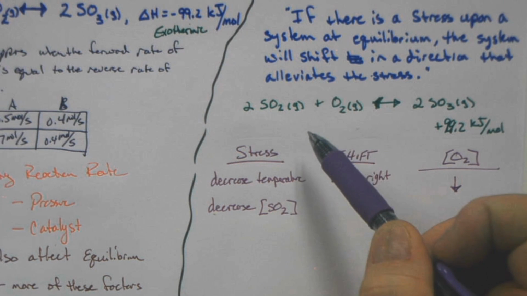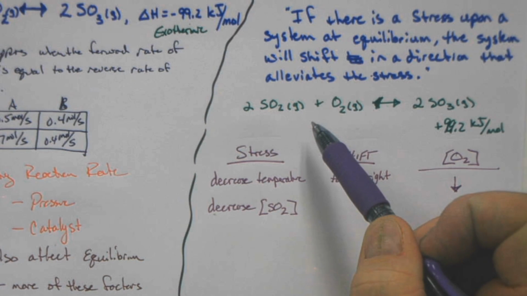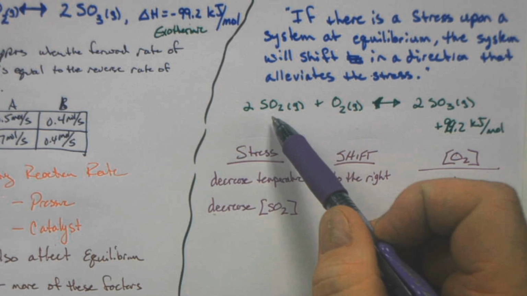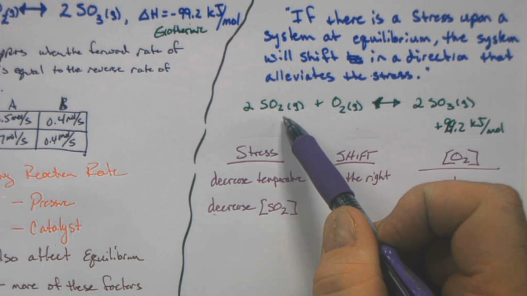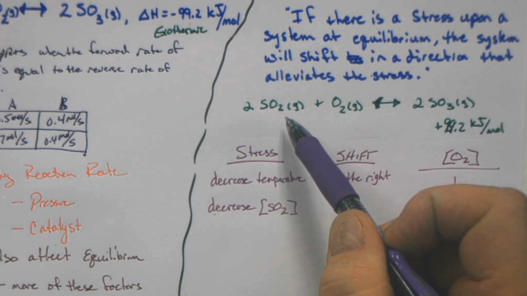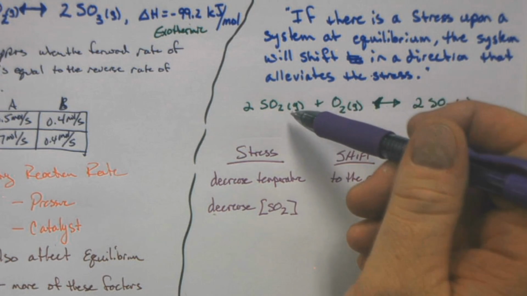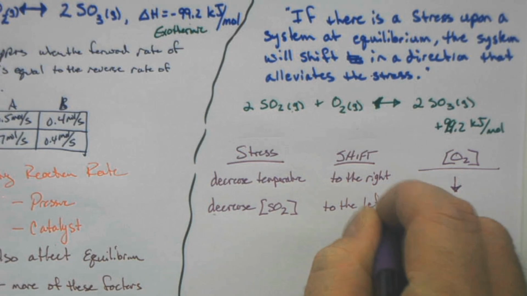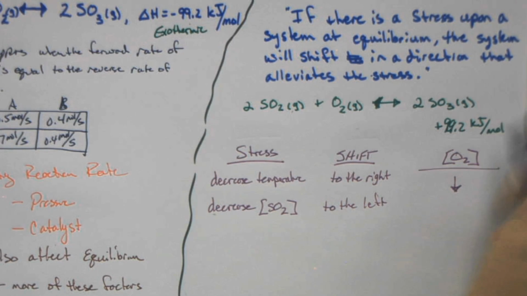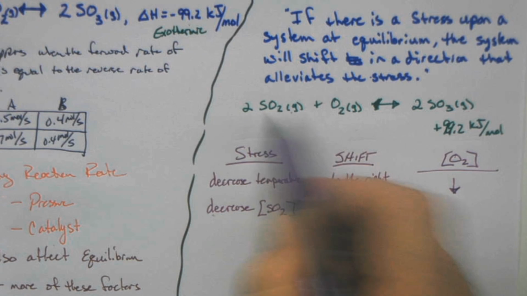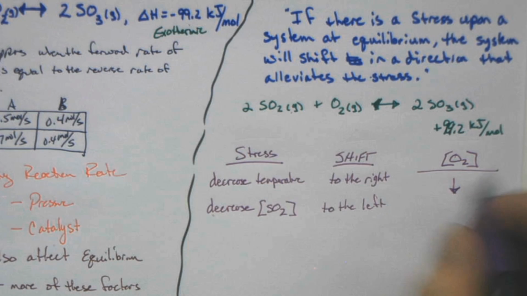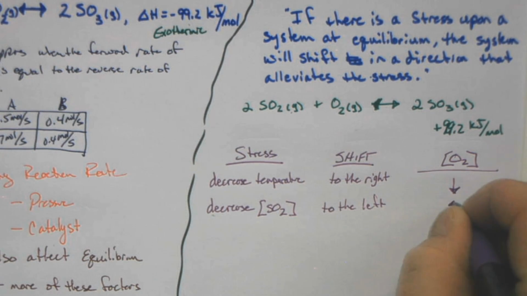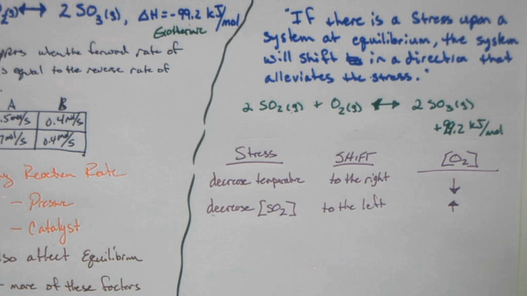So hopefully you made your decision. If we decrease the SO2, Le Chatelier wants to increase SO2. In order to increase SO2, it's going to shift this way to make more of it. So it will shift to the left. If the equation shifts to the left, it makes more of everything over here, which would cause our oxygen to go up. Yeah?